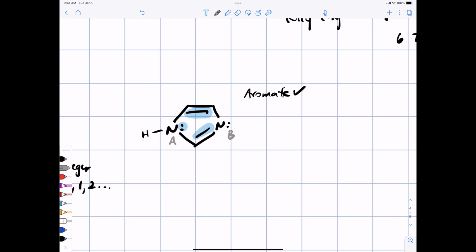Which of those 2 lone pairs is more basic? B, because if you protonated A, you'd destroy aromaticity. You'd prevent it from being fully conjugated, right? Suddenly, if I add a proton to A, whoops, now that nitrogen's sp3 hybridized.